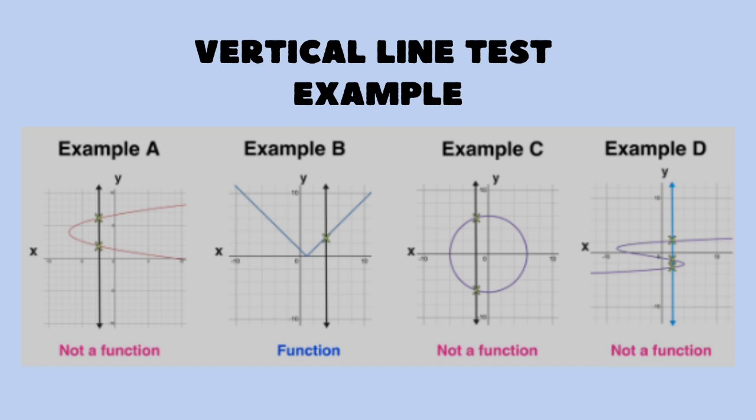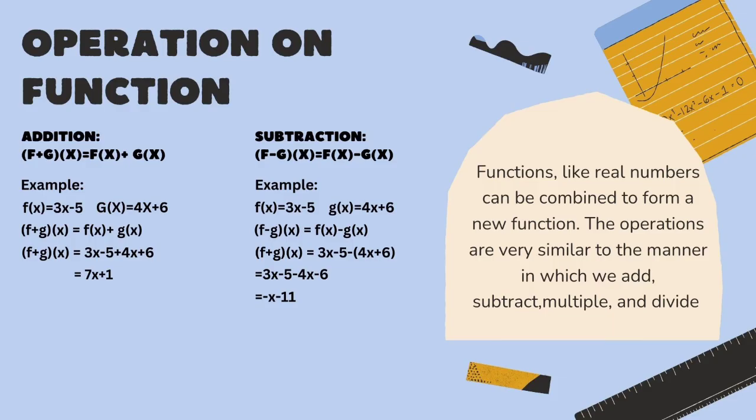So for more examples, we have example A. In this graph, it shows that it is not a function because the curved line intersects the vertical line in 2 points. While in example B, it shows that it is a function because the curved line intersects the vertical line in 1 point only. In example C, this graph shows that it is not a function because the curved line intersects the vertical line in 2 points. While in example D, the curved line intersects the vertical line in 2 points, so it is not a function.